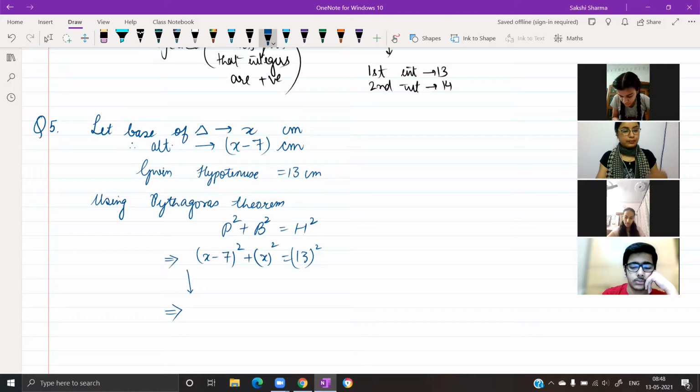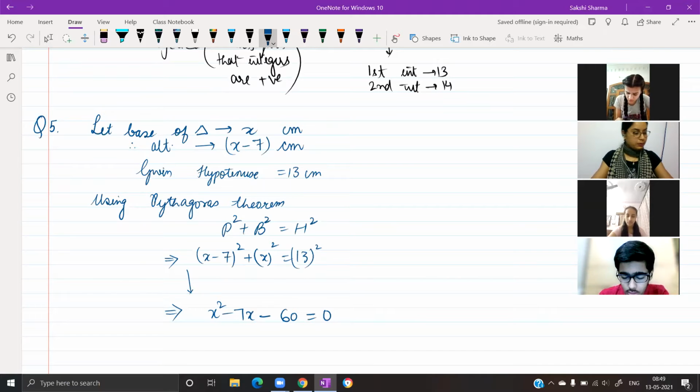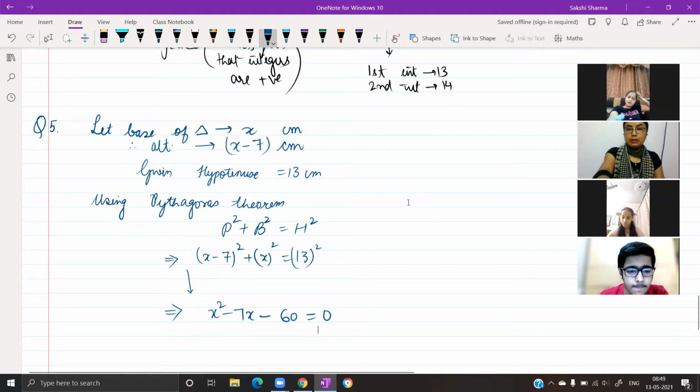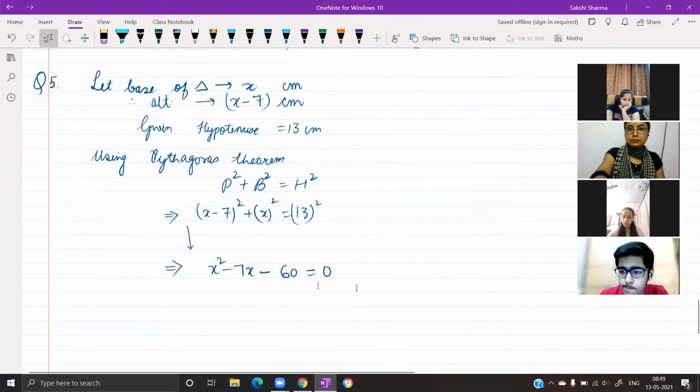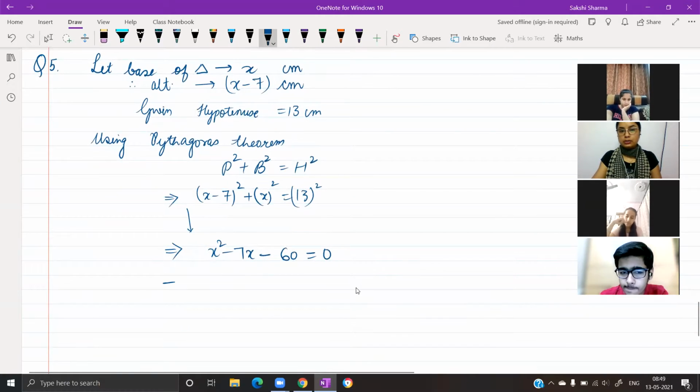Simplify. This is the equation you obtain after simplifying it all. Common factor 2 will come before this step. And this is what you get. Tell me if you've done till here. And then do the factorization.